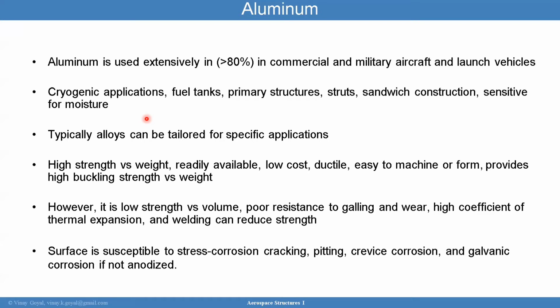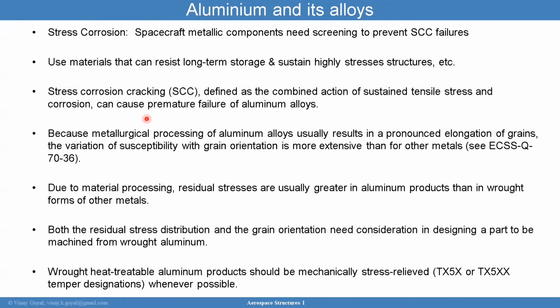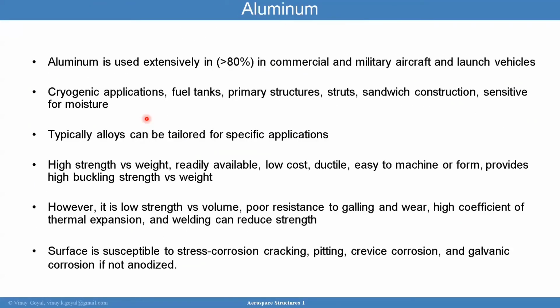It has poor resistance to galling and wear, and it has a high thermal coefficient of expansion, which could be a problem for thermocyclic applications. And if you do any welding on aluminum, that can also reduce strength. The surface is susceptible to stress corrosion cracking. That's something I just discussed. Pitting and crevice corrosion can be an issue. And I also invite you to look at galvanic corrosion again. If you're not anodizing, that can be an issue. And so that was that.